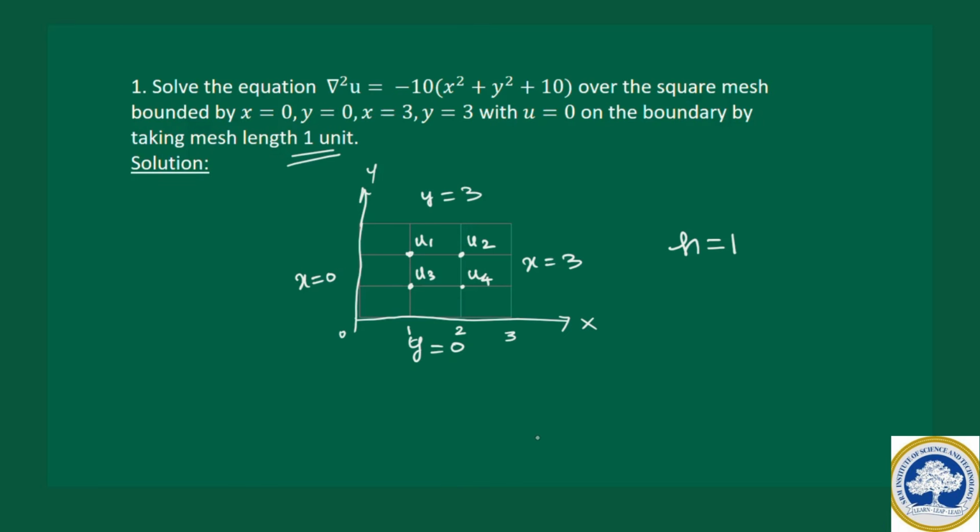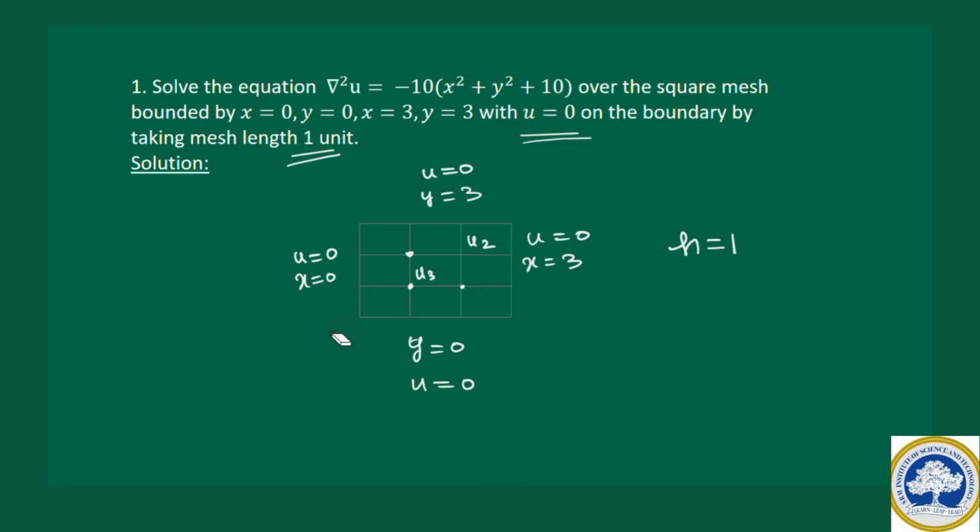Before that, what are the other details given in the question? It is given u is equal to 0 on the boundary. So on all the boundary we have to consider u equal to 0. Along this boundary also u equal to 0, u equal to 0, u equal to 0, which means this is u1 and then u4, and all the boundary values are 0. That is, in all the boundary we have to substitute 0, right? So like this we have to consider.